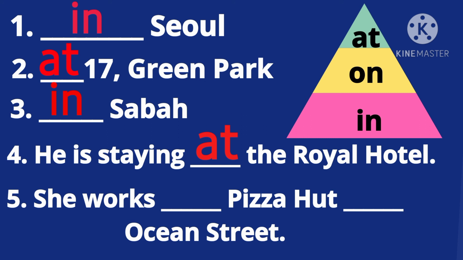And the last one, number 5. She works blank Pizza Hut blank Ocean Street. Okay, what would be? Yes, she works at Pizza Hut on Ocean Street. Pizza Hut here is the name of the place, so it is very specific. That is why we use at. And Ocean Street a bit wider, so we use on for street.